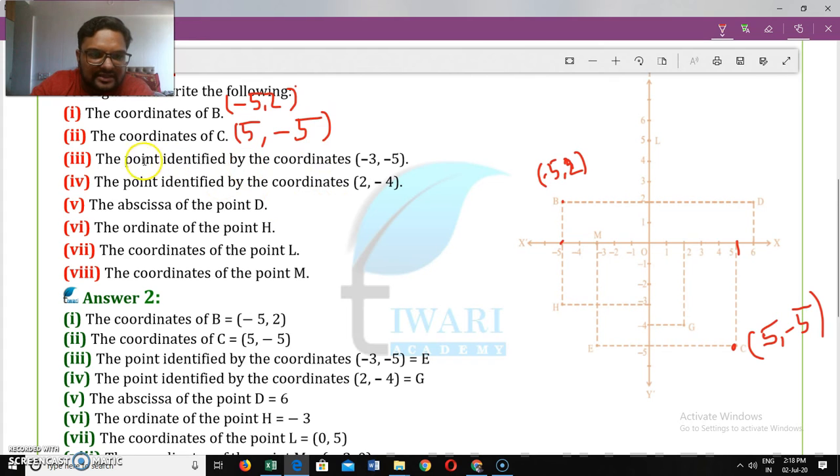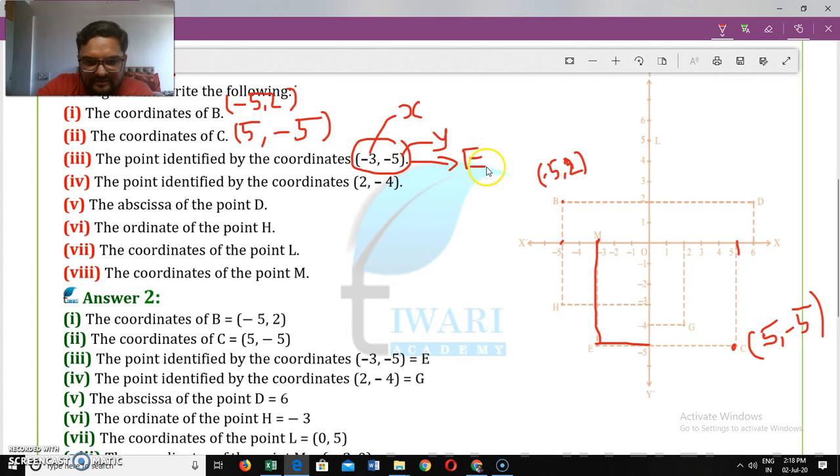Bracket close. Now, the third question: the point identified by the coordinates minus 3, minus 5. The first is our x and the second is our y. Both are negative. We look at -3 here and -5 here. If we draw perpendicular lines like this, it is the point E. So the answer to this third one is E. I hope you students are understanding.